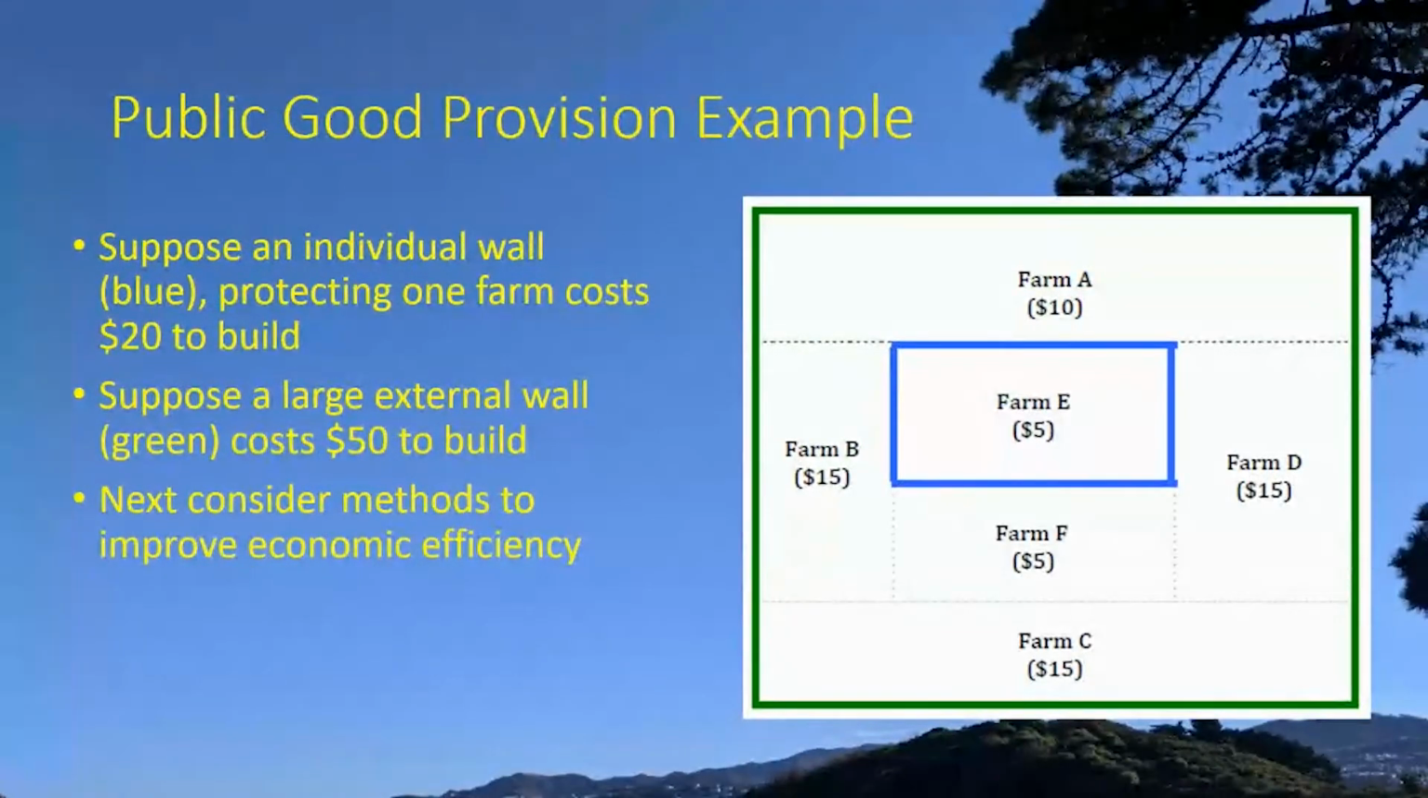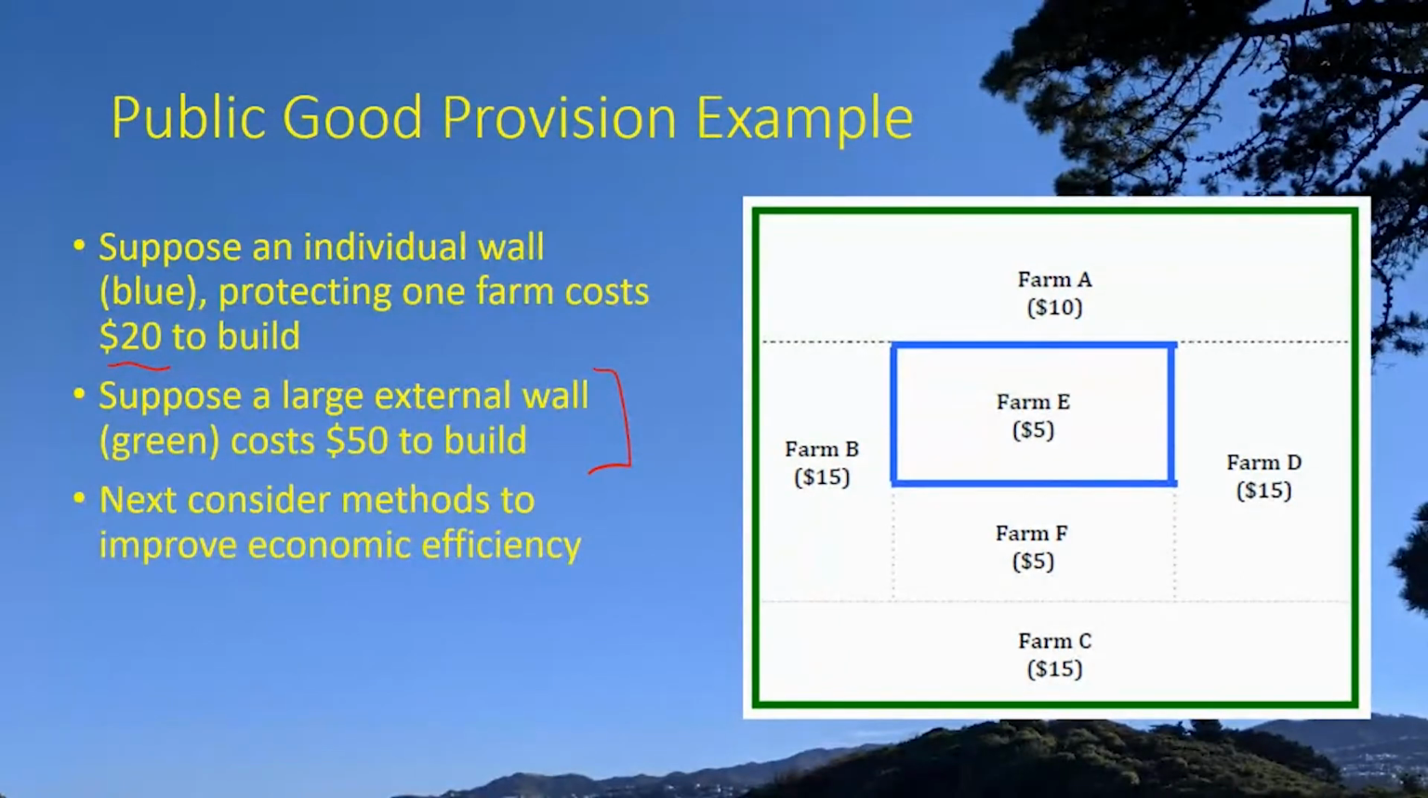Now let's see how we can solve the problem. Suppose an individual wall, the blue one listed here, around any one of the farms costs $20 to build. Okay, so one wall costs $20. But suppose if you build a green wall here, the green one across the entire exterior of the community, like Carcassonne, let's say it costs $50 to build. So that means there are economies of scale in the production of walls here. If you protect a larger community, it's cheaper to do so than if you try to protect each individual individually.